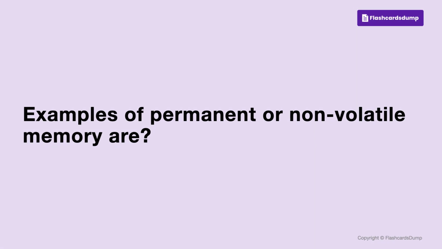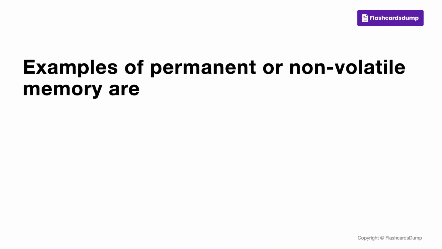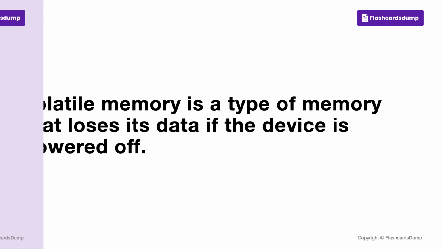Examples of permanent or non-volatile memory are ROM, magnetic memory, and hard disk drive. Volatile memory is a type of memory that maintains its data only while the device is powered. If the power is interrupted for any reason, the data is lost.